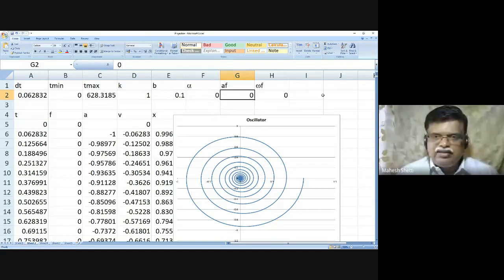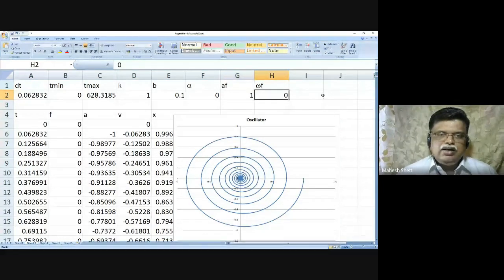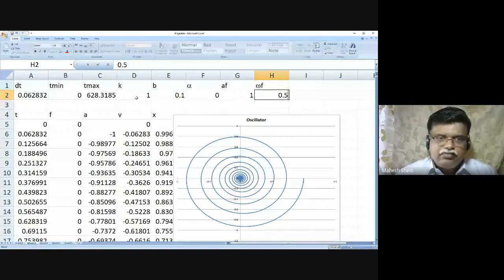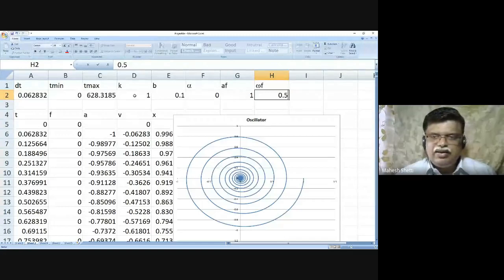Okay, so let us suppose I keep the force amplitude initially at 1, and the frequency of the force, I'm not going to keep exactly the same as omega, but let me keep 0.5. Why? Because root of k by m decides the angular frequency, and k is taken as 1, m is also assumed as 1. And therefore we know the natural frequency of the oscillator was 1, but I'm keeping the driving frequency of this damped harmonic oscillator at 0.5.